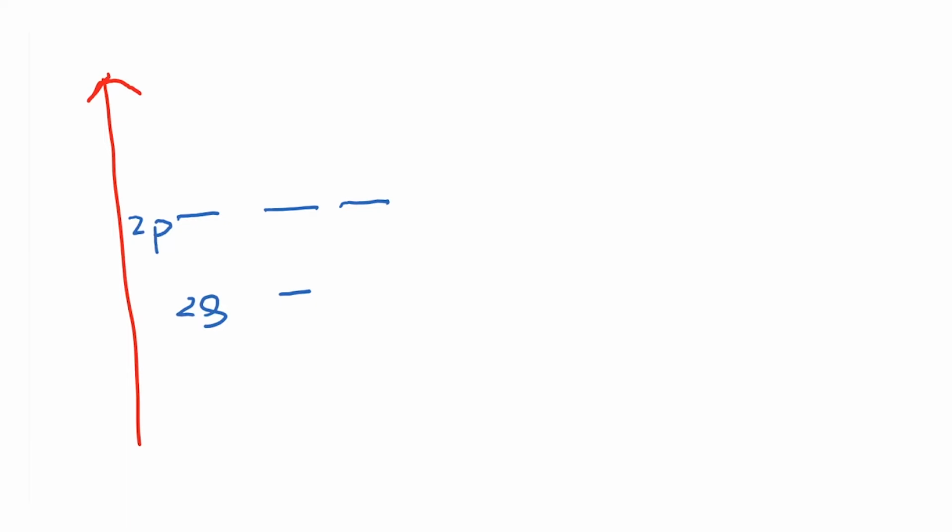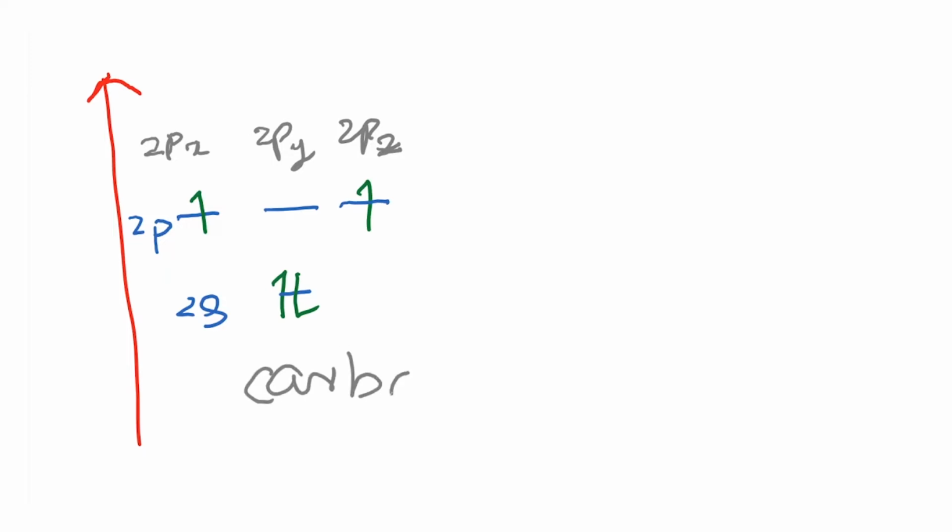Okay, so carbon, let's start filling it out. So there is 1, 2, and then there's 1 over here. And so this is, as you know, the 2px, 2py, and 2pz. Okay, so these are the 3 p orbitals.